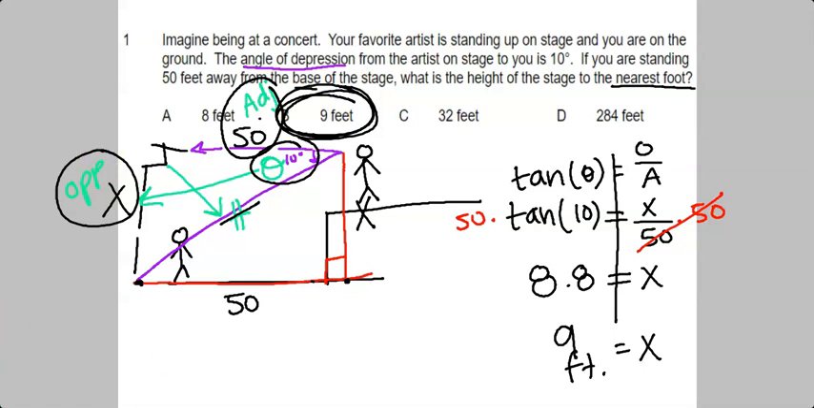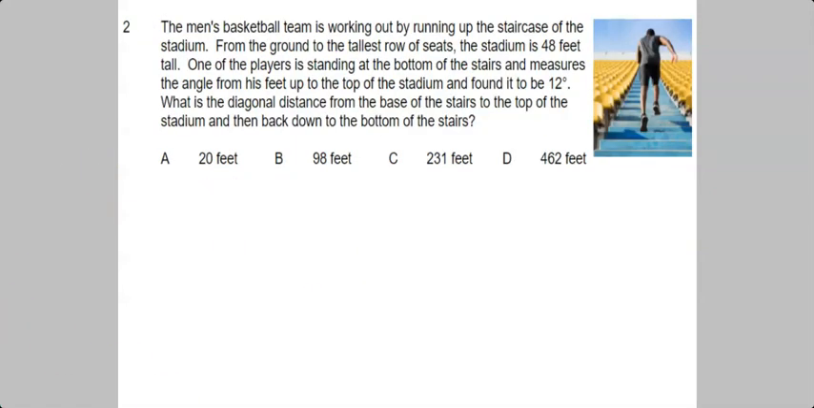All right, let's go on to the next question. The men's basketball team is working out by running up the staircase of the stadium. So if you can imagine this, here's our men's basketball team. And if you can imagine, oh, that's a horrible staircase, but staircase of some sort of stadium that they're going to be running up. Okay, then it says from the ground to the highest, or the tallest row of seats.